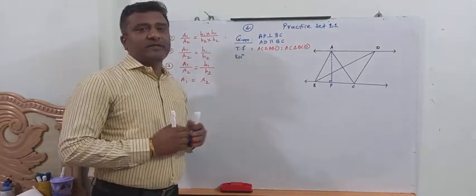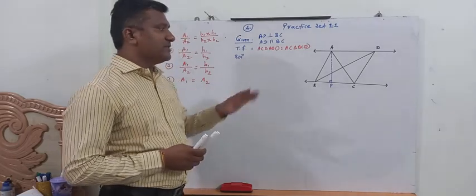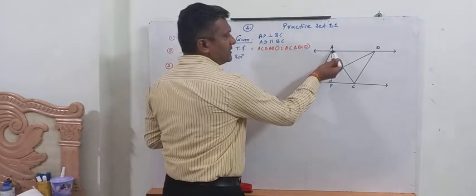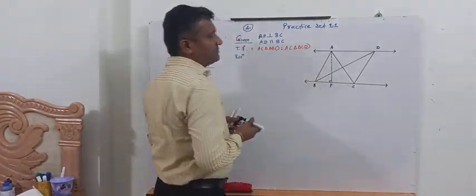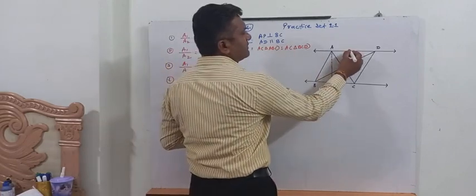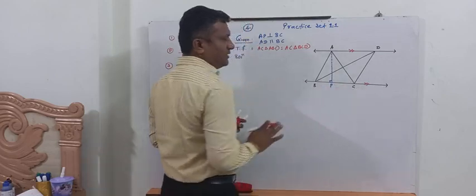Okay, now sum number 4 from practice set 1.1. Look at this now. What is the information given in this particular sum? AP is perpendicular to BC. Look at this. AP is perpendicular to what? BC given here. Second thing, AD is parallel to BC. This AD is parallel to what? BC. These two lines are parallel.